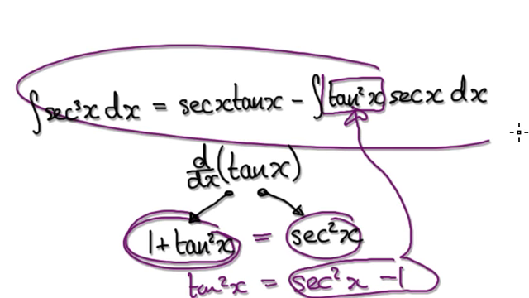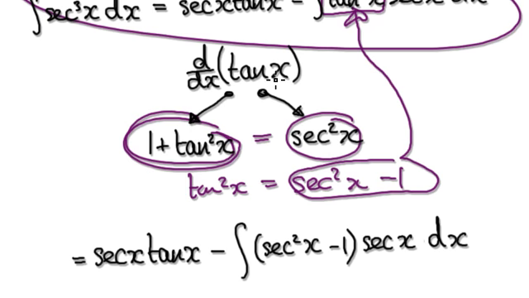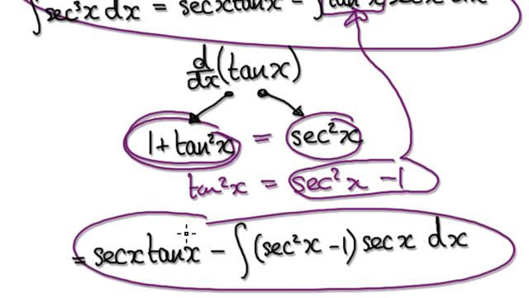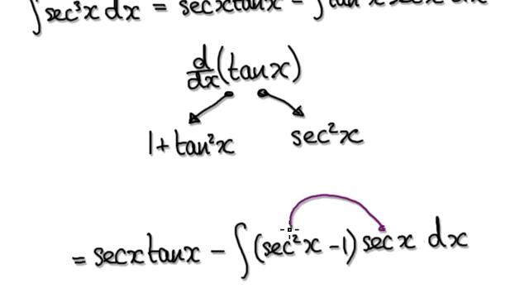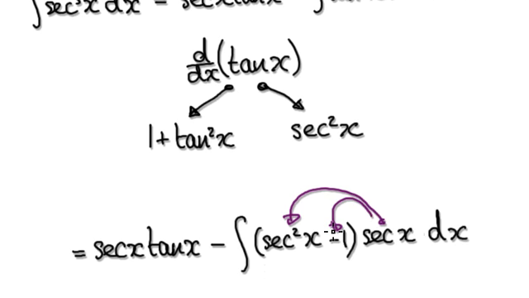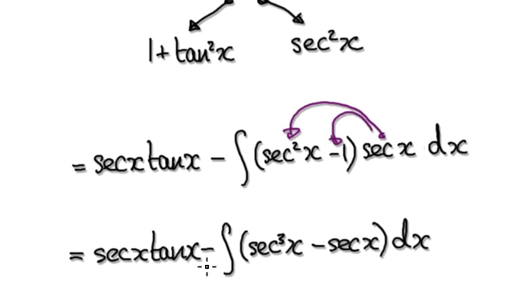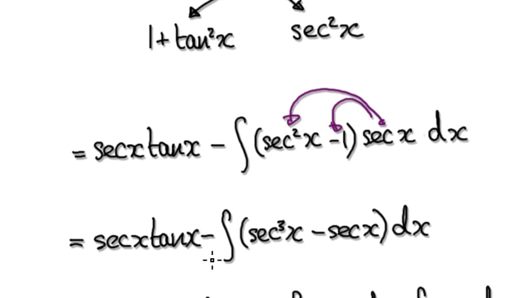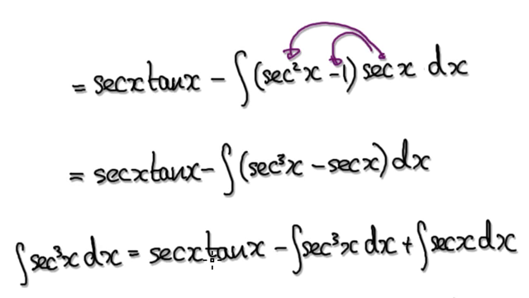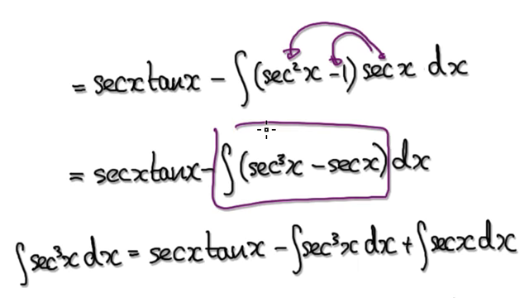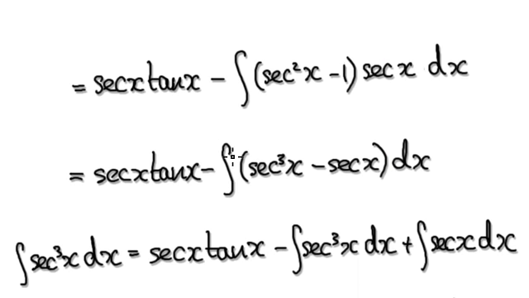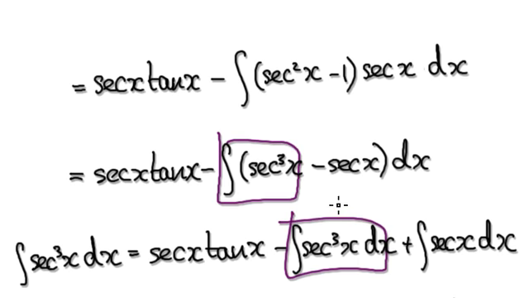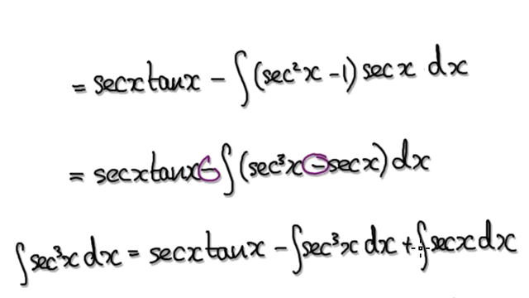So this thing here will then become this. Now multiply this out. That will then give you this. And now this bit here, you can visualize it as this thing. And then here you've got a minus and a minus, that will give you a plus this thing here.